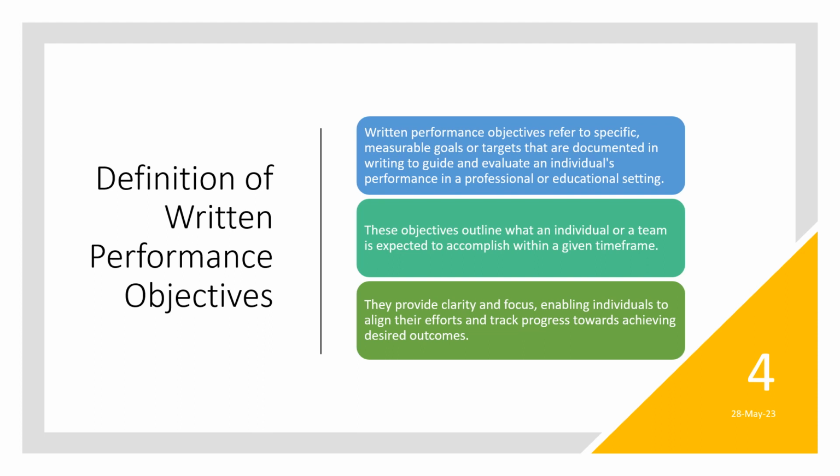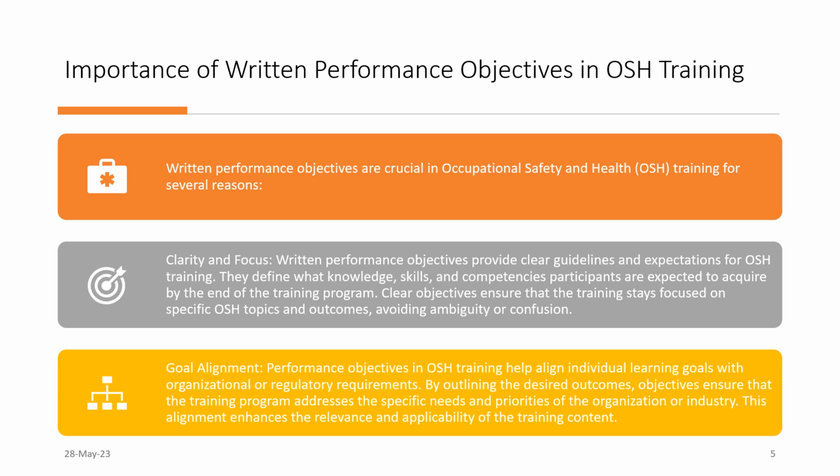Definition of writing performance objectives. It refers to the specific measurable goals or targets that we want to document, and how we are going to evaluate our students' performance. These objectives outline what an individual or a team is expected to complete at the end of the training. Besides that, when we have written performance objectives, we make our trainings more focused and clearer for the audience. Why is it important to have a written performance objective in OSH trainings?